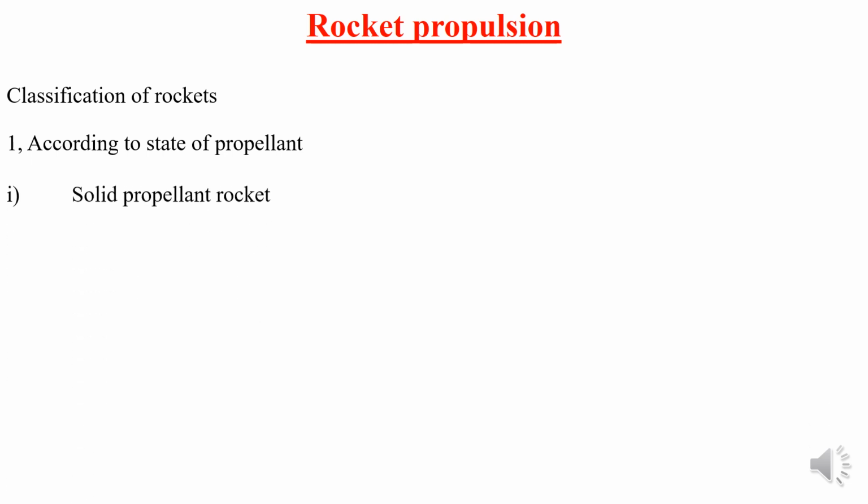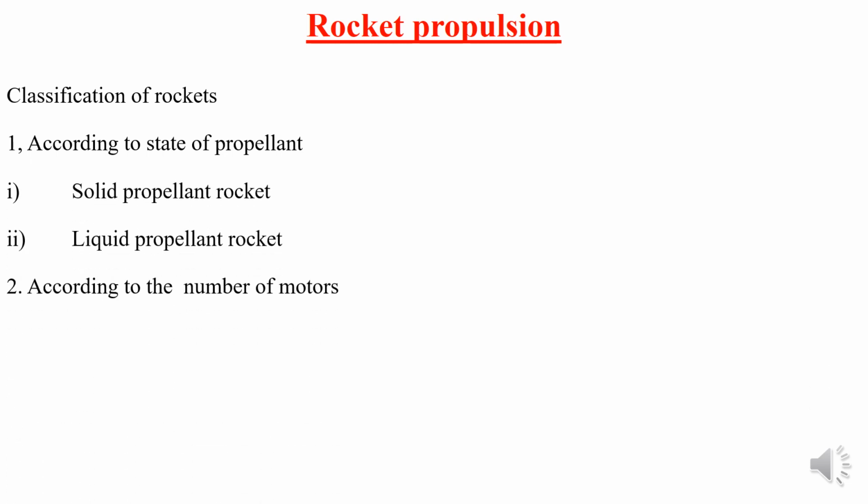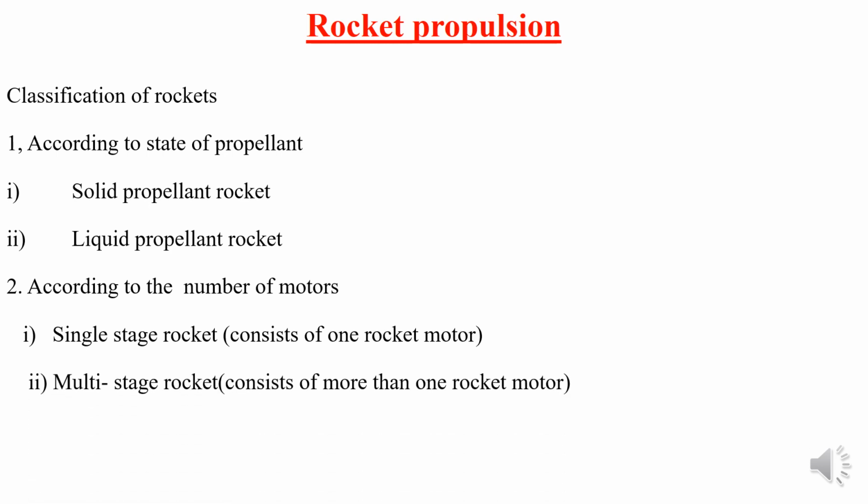Next, classification of rocket propulsion, as already told, is according to the propellant, mainly. Instead of fuel, we are calling it propellant. One is the solid propellant rocket engine. One more is the liquid propellant rocket engine. And one more classification is based on the number of motors. A single stage rocket consists of only one rocket motor, whereas a multi-stage rocket consists of more than one, either two or three. We won't go for more than four.